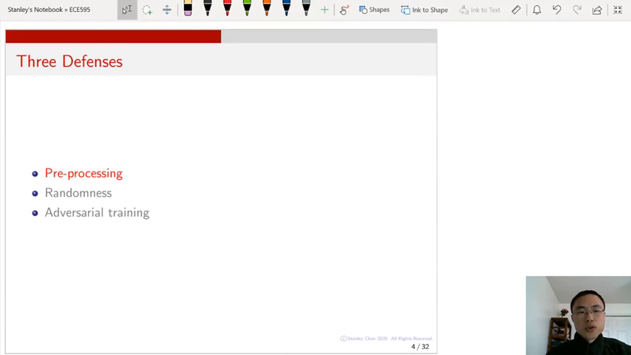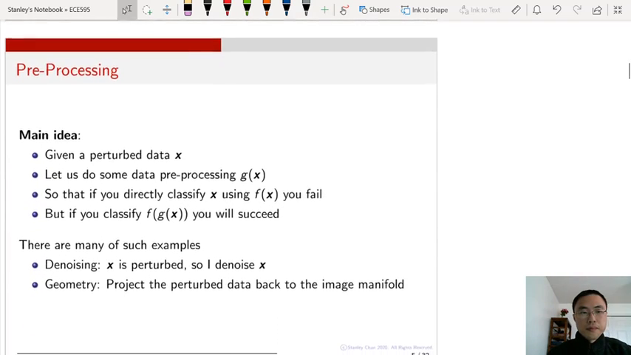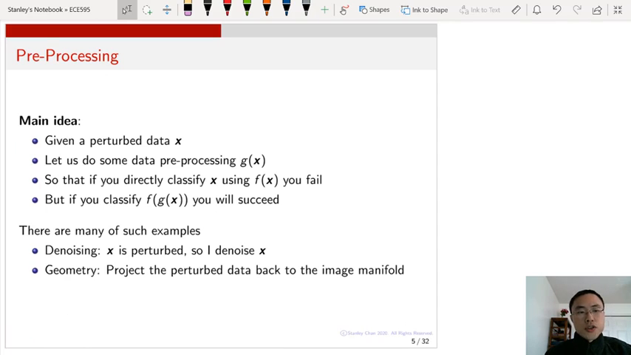So to start with, I want to talk about three types of defense strategies. Let me start by talking about the pre-processing strategy. Imagine that you have a data point X, and you know that the data point X has been perturbed. So this is a perturbed data, and it's a very noisy data. What you want to do is that before you send this X to your classifier, you do some kind of pre-processing of your data X.